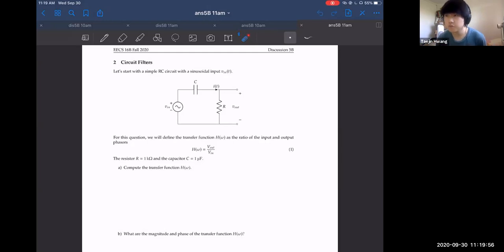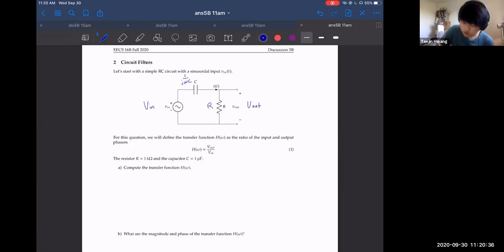All right, hopefully people had a chance to take a look at the first problem. The first thing I would do whenever looking at these phasor problems is to just convert everything into the phasor domain. So voltage V in becomes phasor capital V in, we have voltage capital V out. The capacitor becomes 1 over j omega C, and the resistor remains at R. So this is our circuit in the phasor domain.